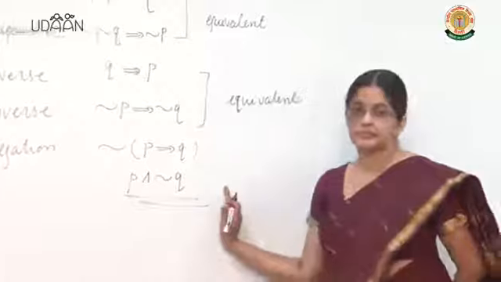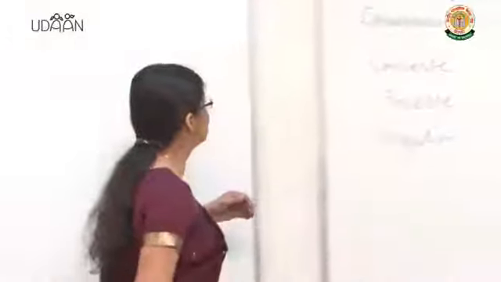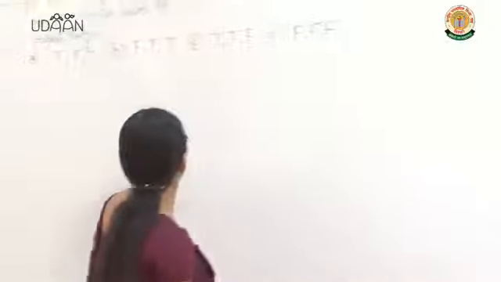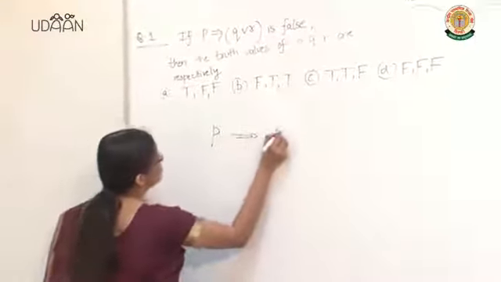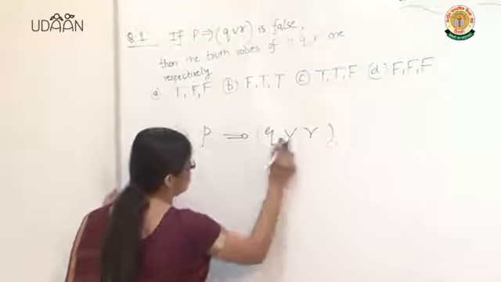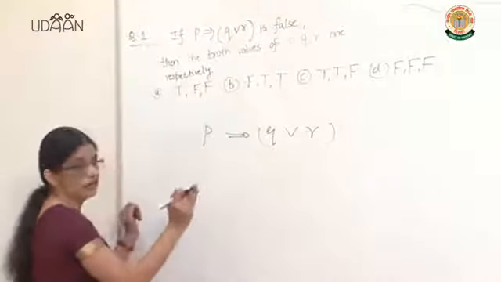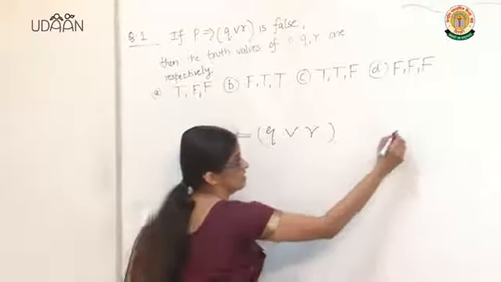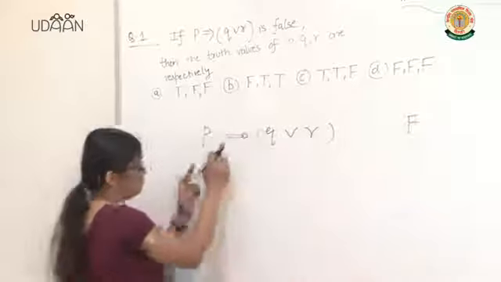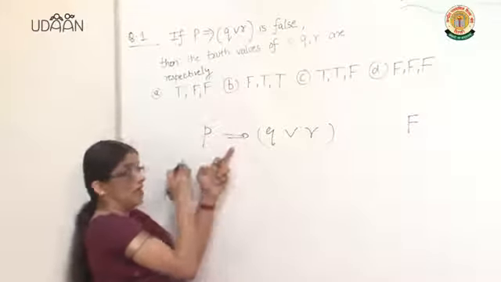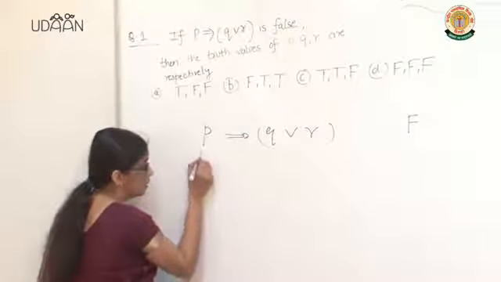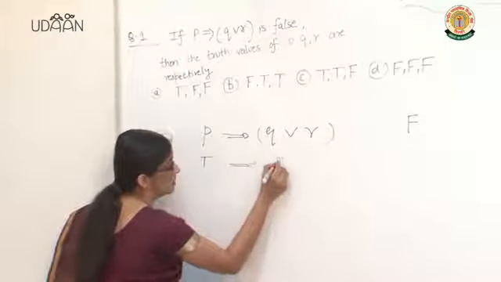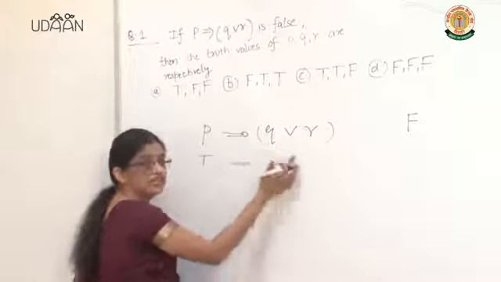Is it clear? Now we'll discuss some questions based on the concepts which we have discussed. First question on the module. The question is written over here. The statement P implies Q or R is given to be false. The truth value of this statement is given to be false. Beta, first this is a conditional statement. Now check when a conditional statement is false. A conditional statement is false when truth implies false. This is the only case when a conditional statement is false.